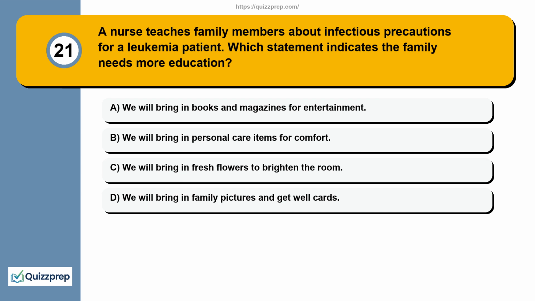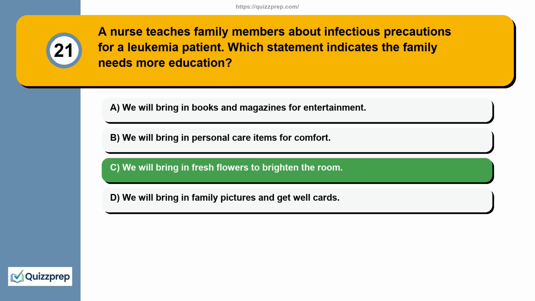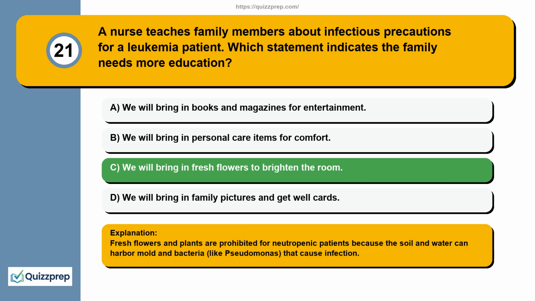Question 21. A nurse teaches family members about infectious precautions for a leukemia patient. Which statement indicates the family needs more education? We will bring in books and magazines for entertainment. We will bring in personal care items for comfort. We will bring in fresh flowers to brighten the room. We will bring in family pictures and get well cards. Fresh flowers and plants are prohibited for neutropenic patients because the soil and water can harbor mold and bacteria, like Pseudomonas, that cause infection.